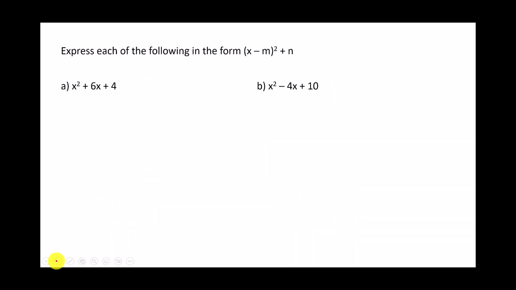Okay, let's look at another example. Again, we are asked to express this in this form. Notice that now you have m and n. It doesn't matter what the letters are, okay? But we also have this value out here now, whereas we didn't before. But the process is exactly the same.